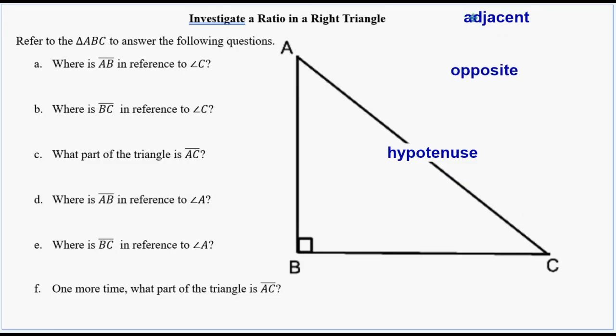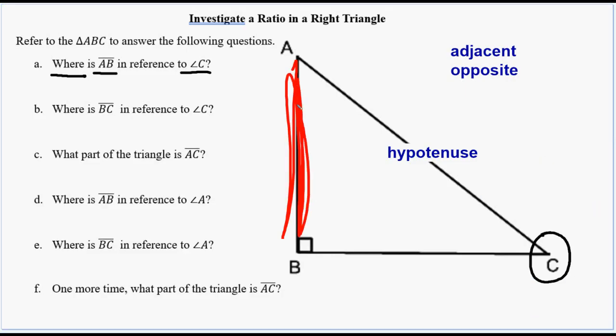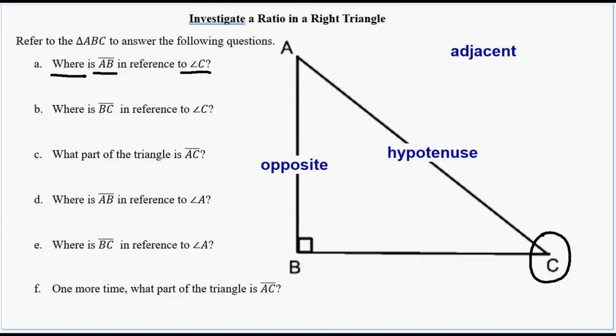Now I've got 2 other sides here labeled adjacent and opposite, and these can change based on what angle we're taking the perspective of. So let's look over here at part A. It says, where is AB in reference to angle C? So angle C is down here on the right, and side AB is over here. Notice it is across the triangle from angle C, so we can call side AB the opposite side. So let's write that in here for part A, opposite.